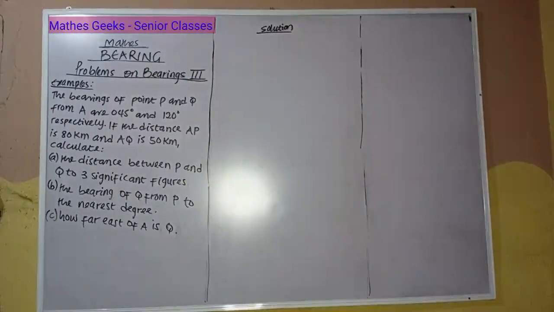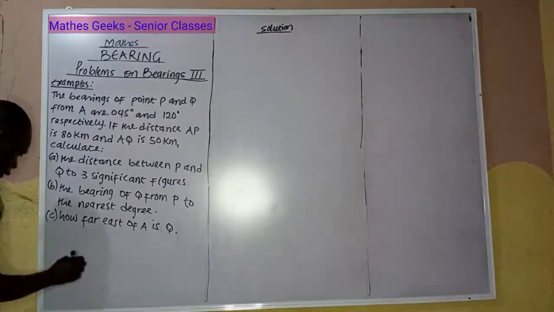The bearings of points P and Q from A are 45 degrees and 120 degrees respectively. If the distance AP is 80 kilometers and AQ is 50 kilometers, calculate PQ. So let's get our bearings. Let's get our diagram.